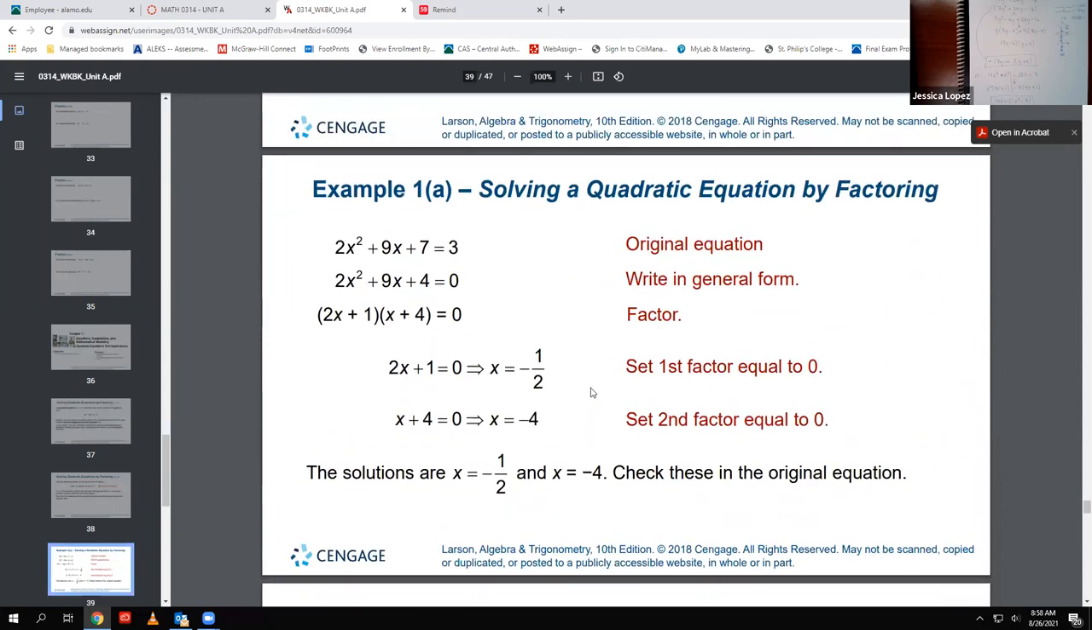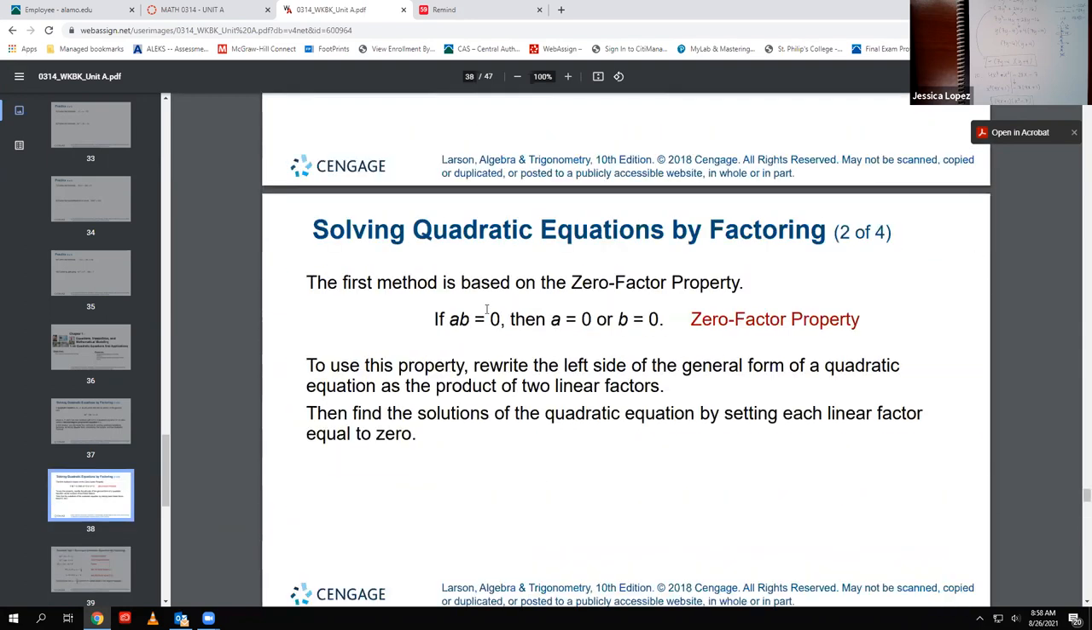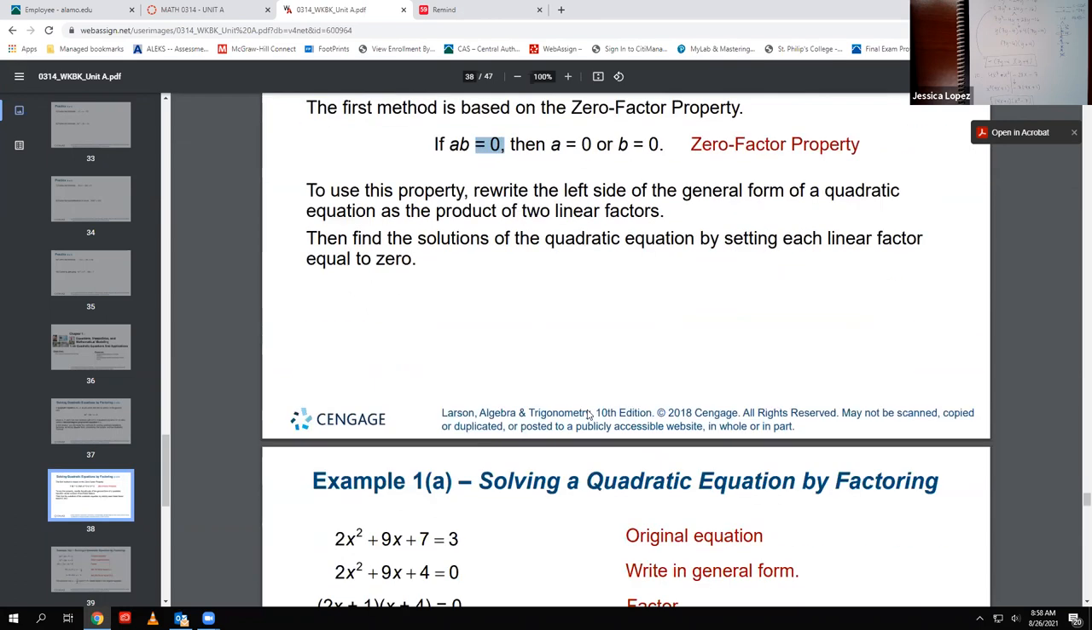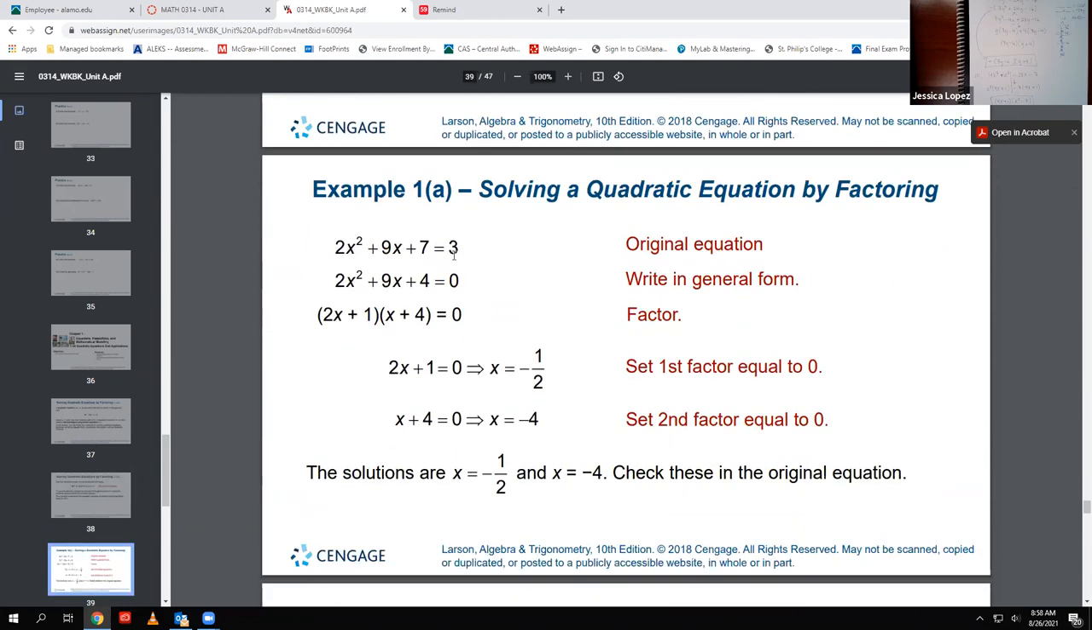So here's an example of what they're talking about. Here they have this quadratic equation, and it is a quadratic because the highest exponent in the whole equation is an x squared, okay? But in order for me to solve it by factoring, it has to equal zero, okay? So they subtract three on both sides so that the right-hand side will become a zero. And 7 minus 3 is where this 4 came from, okay?